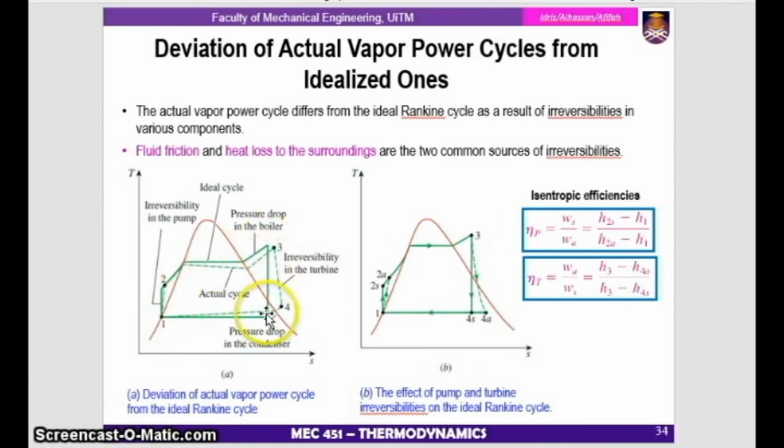But for the actual process of the Rankine cycle, what it means by actual is when you do the experiment, the graph will not be like the ideal one. What we learn in class is the ideal or theoretical graph, but based on the experiment, the graph will be like a dotted line. So this is what we call the actual Rankine cycle.